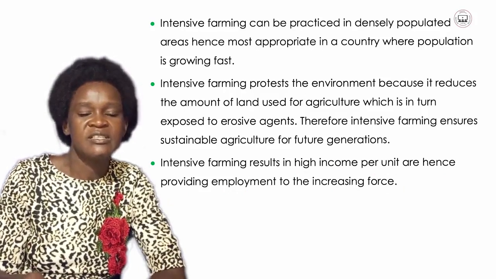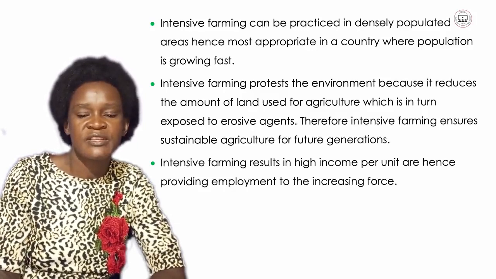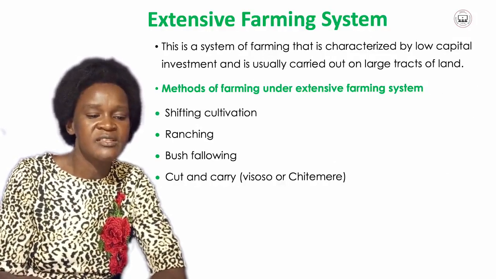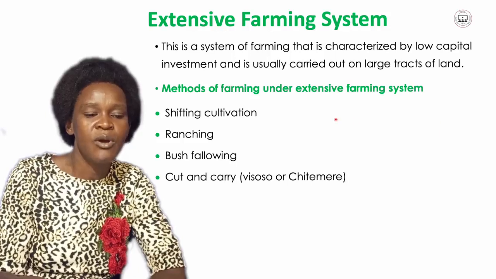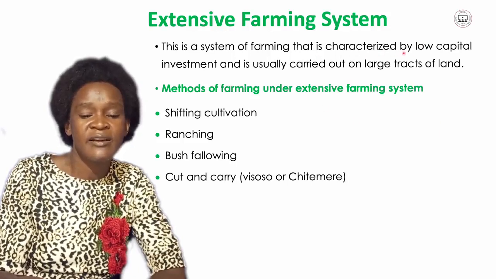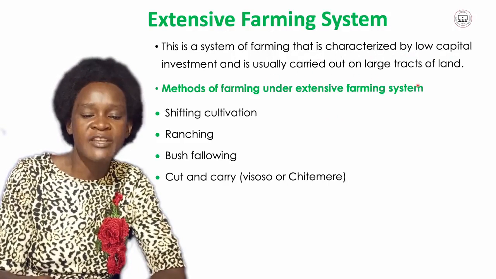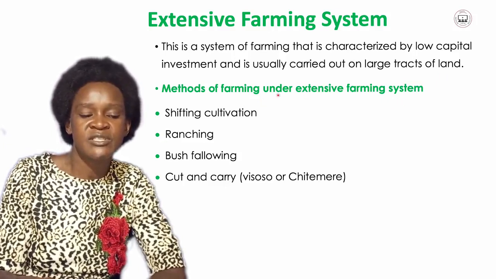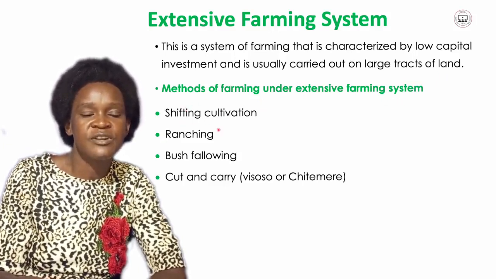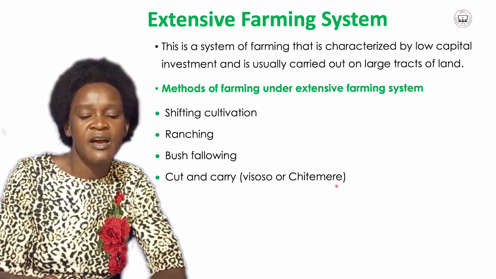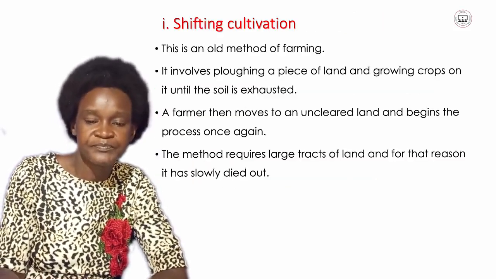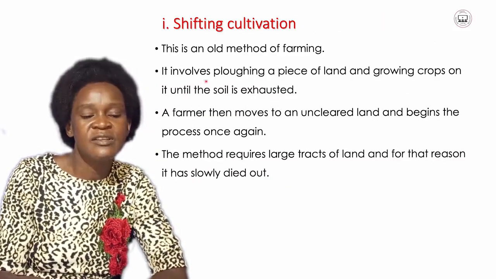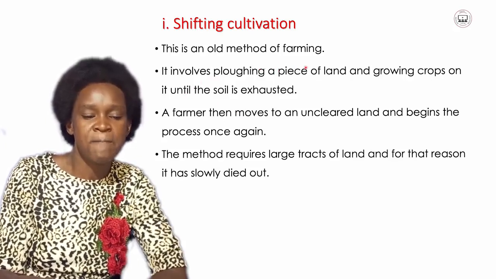Having done with the intensive system, now let us look at the extensive farming system. Extensive farming system is a system of farming that is characterized by low capital investment and is usually carried out on large tracts of land. Some of the methods under extensive farming system are shifting cultivation, ranching, bush fallowing, and cut and carry.